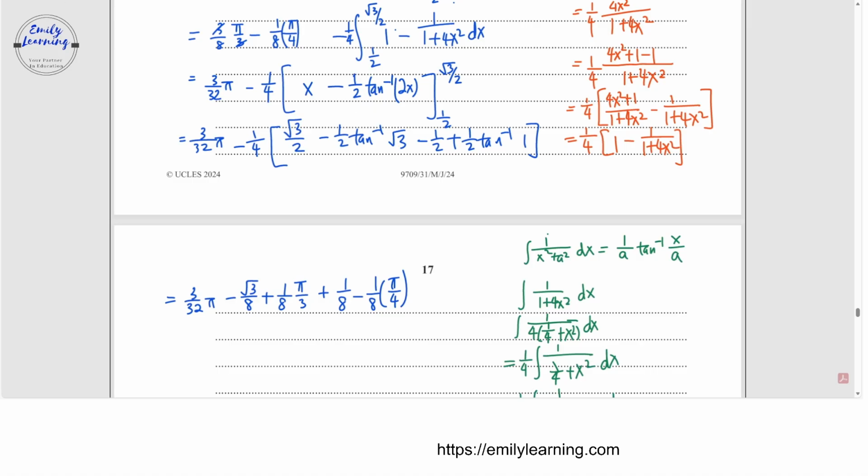pi first. So I'll take 3 over 32 pi plus 1 over 24, because 1 over 8 times pi over 3 is 1 over 24. So 1 over 24 pi minus 1 over 32 pi, because 1 over 8 times 1 over 4 is 1 over 32. There's a minus sign here. So I'll get 5 over 48 pi. Okay. Then I'll be left with minus 1 over 8 root 3, or root 3 over 8, plus 1 over 8. So this is the answer for this question here.